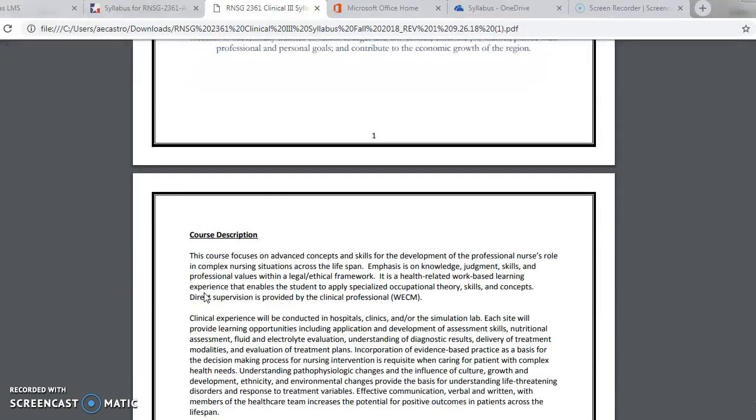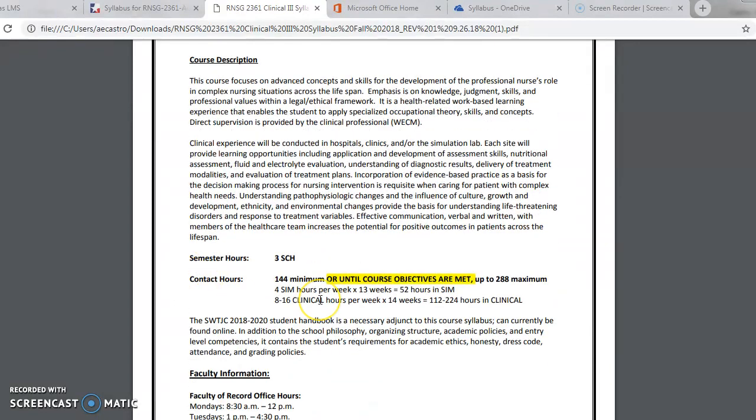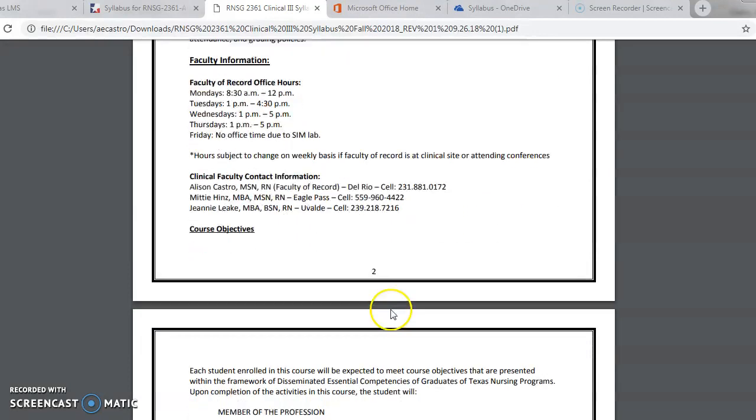The first thing I want to make clear is that on page 2, you are not done with clinical when you hit 144 hours. This is also until course objectives are met. It was verbalized in our meeting in week 1, and it's a known thing with the faculty, but there seems to be some confusion with the students, so I re-added it into the syllabus. You must meet the course objectives, and your local clinical faculty will determine whether or not course objectives are met.